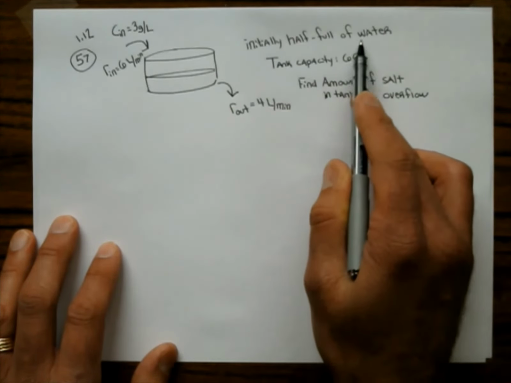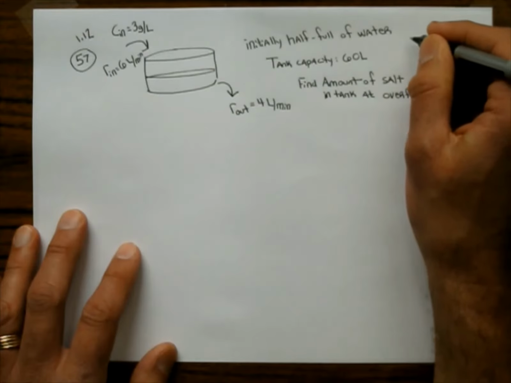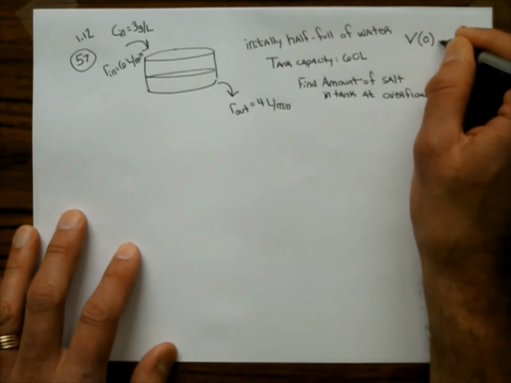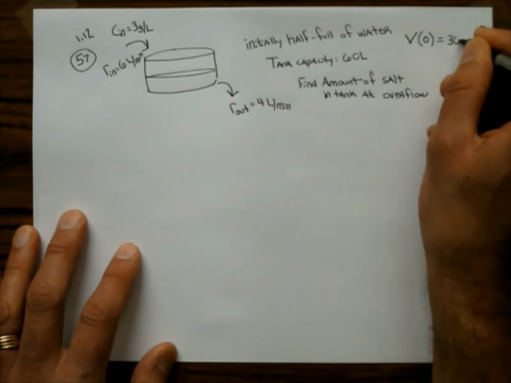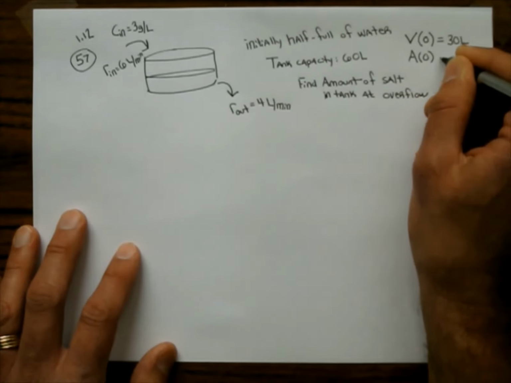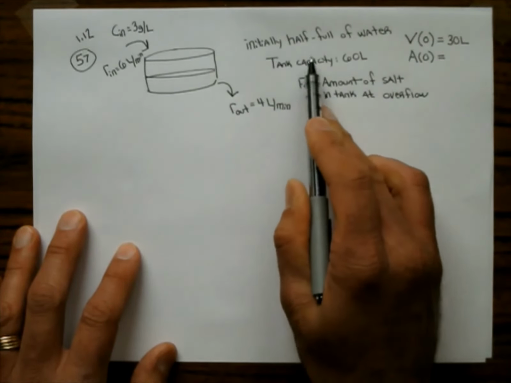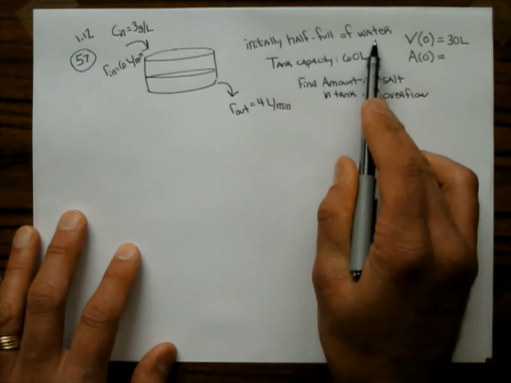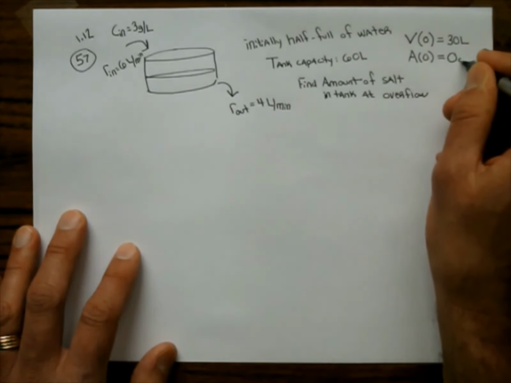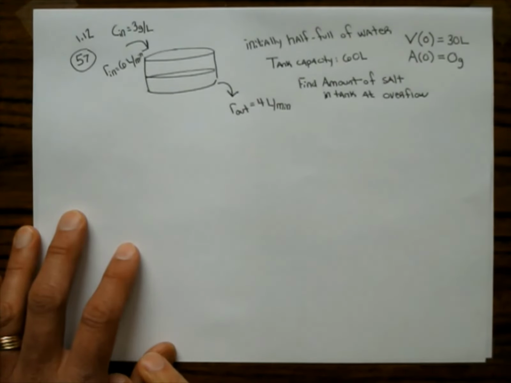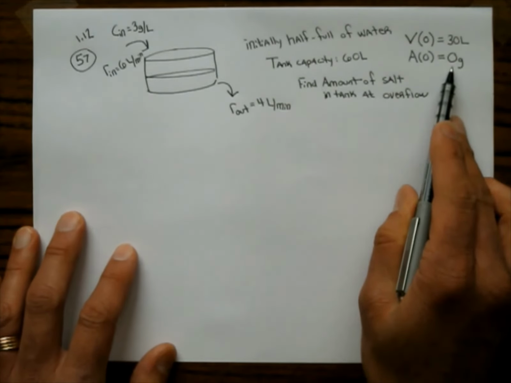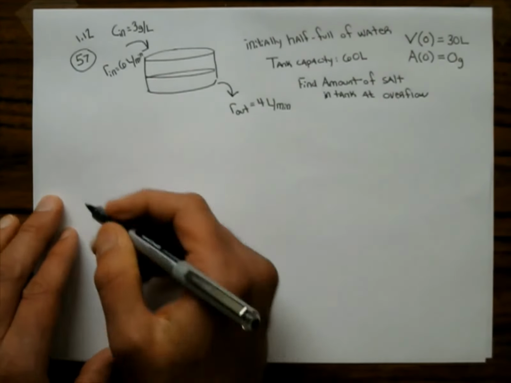It says initially half full of water, so that tells us the volume at time 0 is not 60, it says it's half full, so it will be 30 liters. The amount of salt at the beginning in the tank, well, the tank was half full of water, so there happens to be 0 grams of salt at the beginning, but right when it starts, like after 1 second, this is going to go up. So let's see how we do the problem.